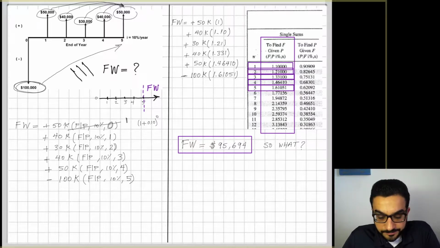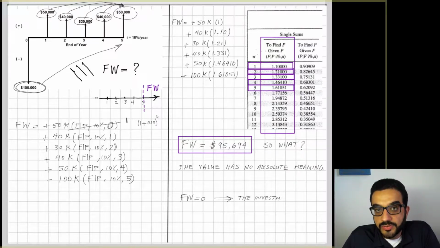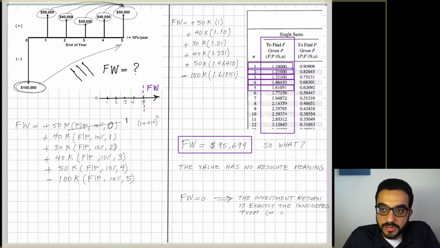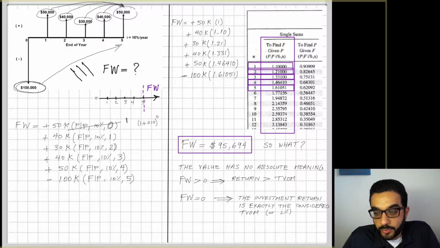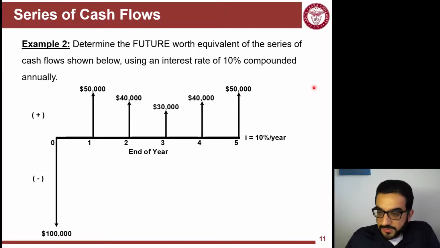Again, the question is, so what? What's this value representing? Similar to what we discussed for the present worth, this has no absolute meaning, but when the future worth is equal to 0, it means the return of this investment is exactly the same as the time value of money that I use in this example. If it's more than 0, that's better news: the return is more than the time value of money that I'm asking for. If it's less, it's bad news for me, but maybe other people with a lower time value of money will accept this investment.